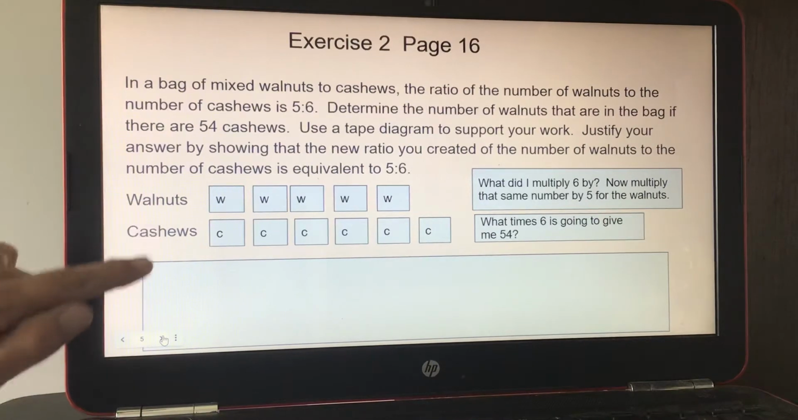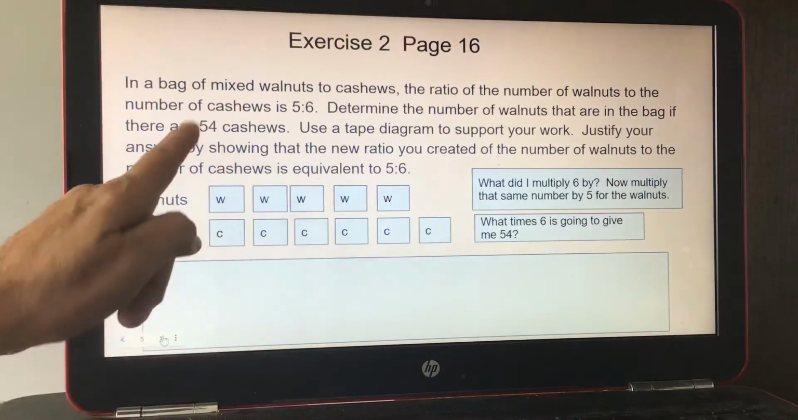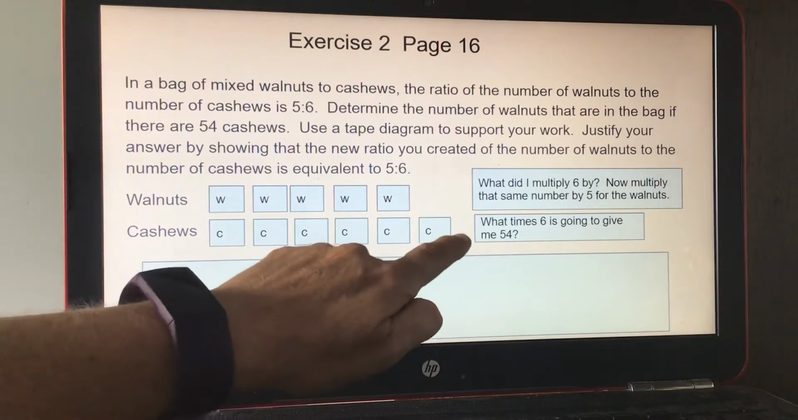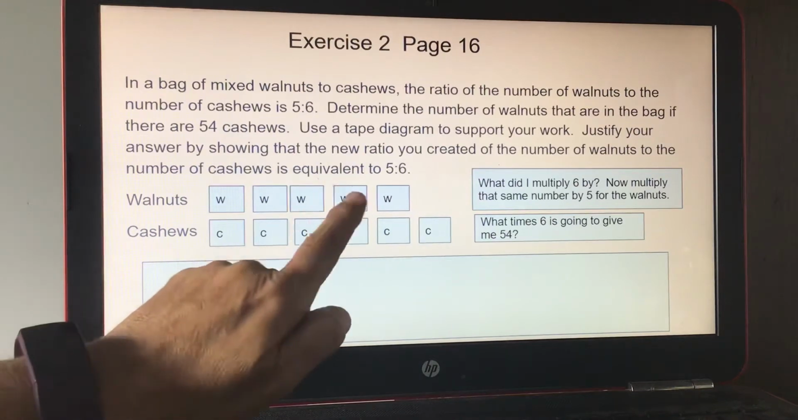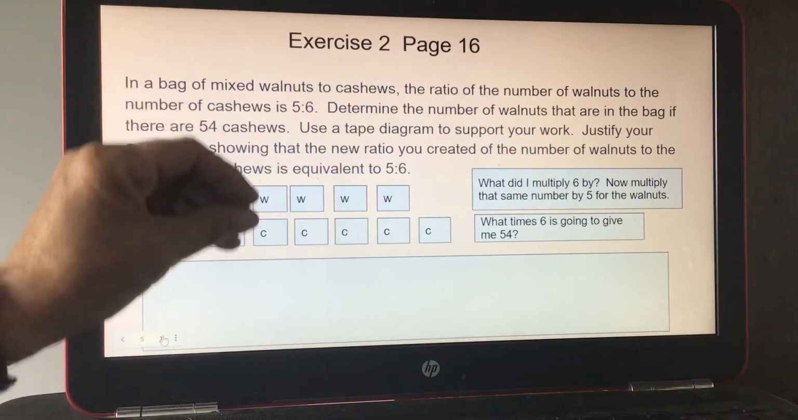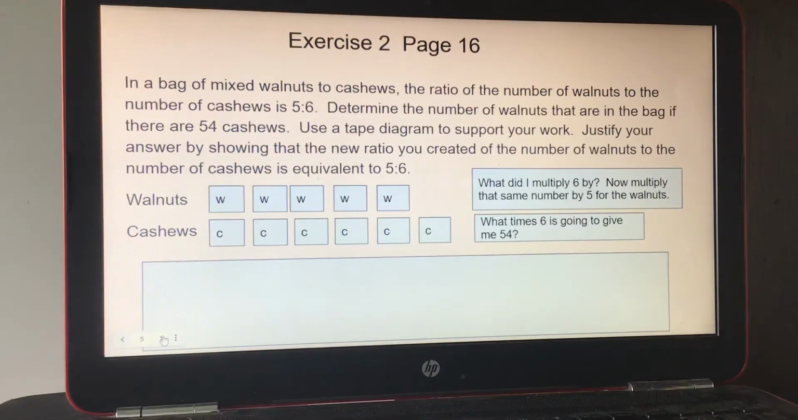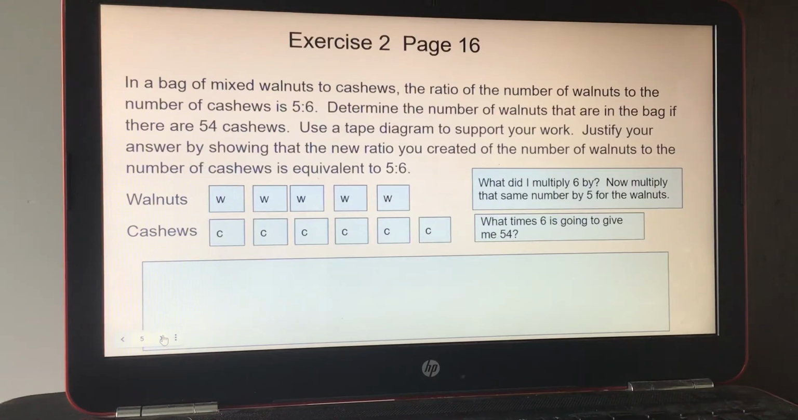Okay, so you have 5 walnuts and 6 cashews. So what times 6 is going to give me that 54? What times 6? I'm helping you out. 9. So what I multiply the cashews by, I would have to multiply the walnuts by. So 5 times 9 would give you 45. So 45 to 54. Okay? What else did it ask you to do? It says justify your answer. So those of you at home, I did the tape diagram for you. You're welcome.